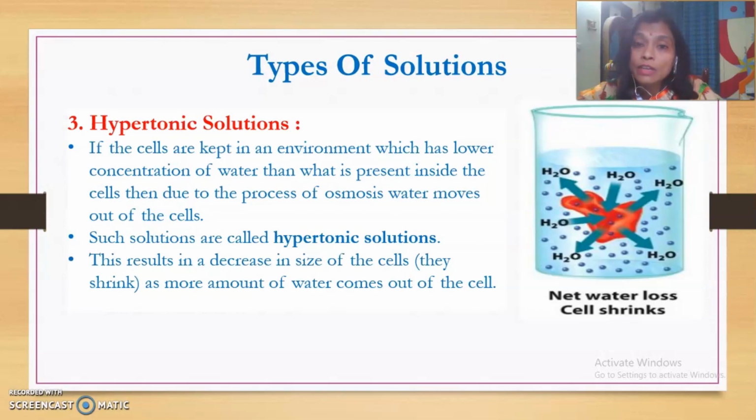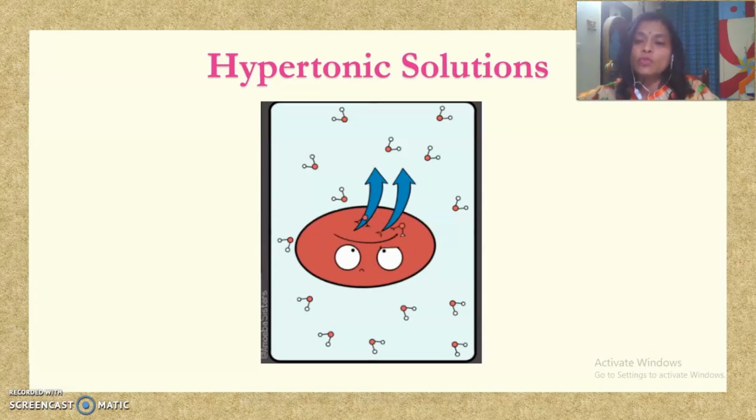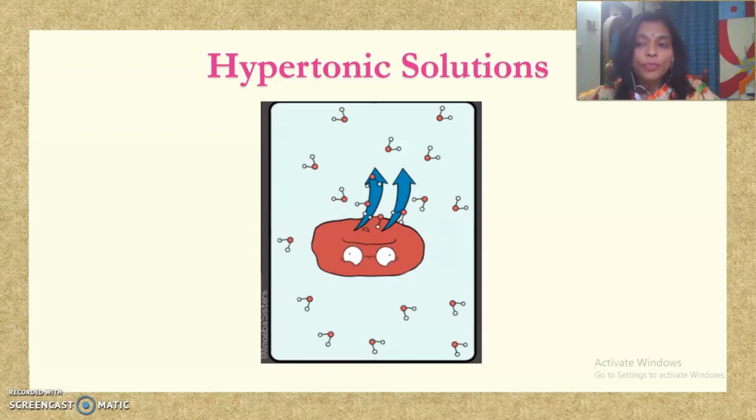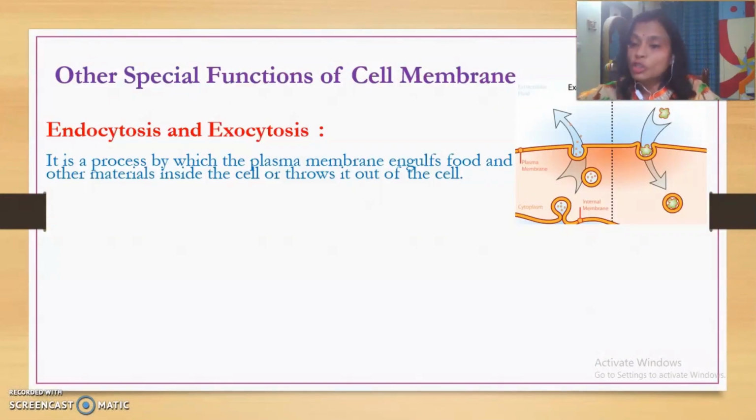What will happen as a result of this? The cell will shrink, and this you can see out here. You can see that the shape and the size of the cell is changing and all the water is moving out of the cell. So understood the three types of solutions: hypo, iso and hypertonic solution. Now back to the functions of the cell. Two main functions we have studied. Now the other special function of the cell membrane is also endocytosis and exocytosis.